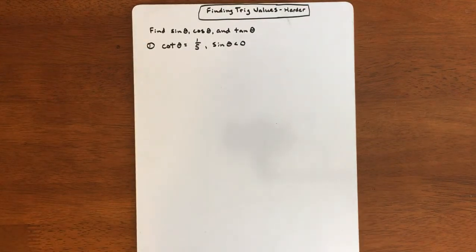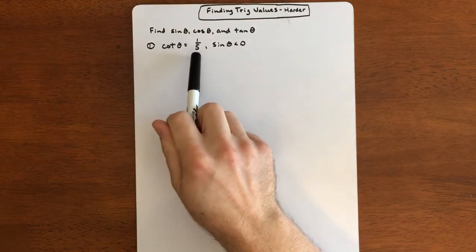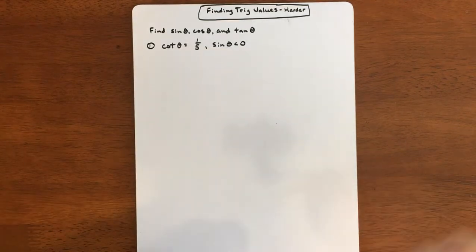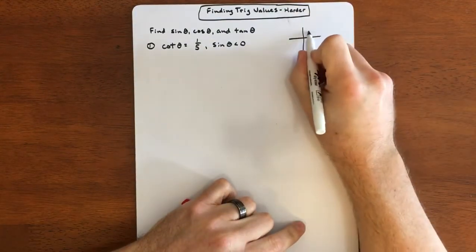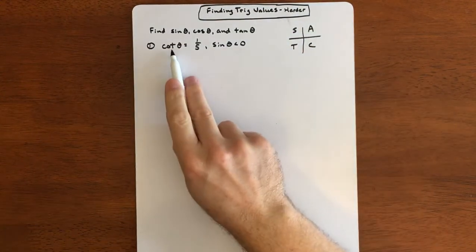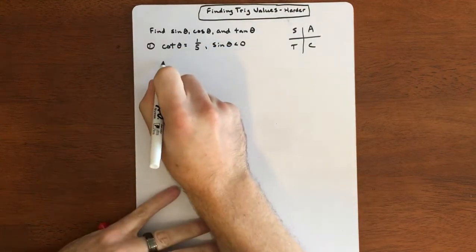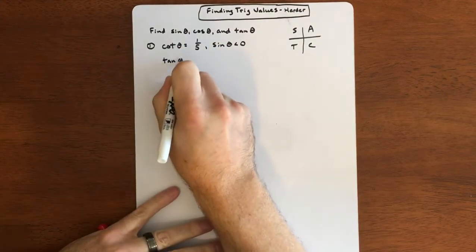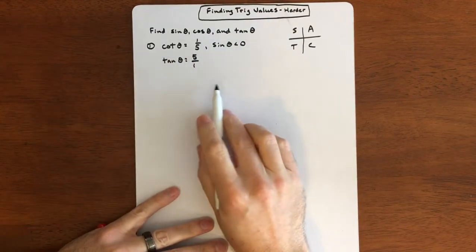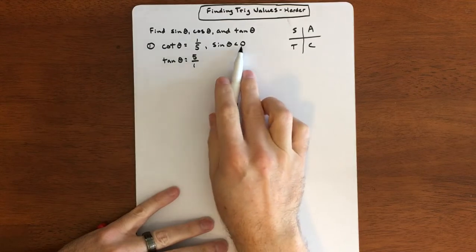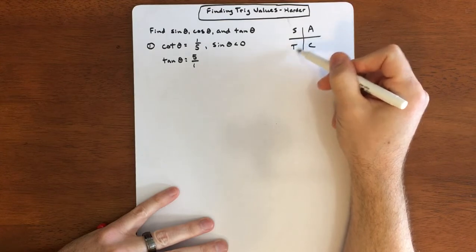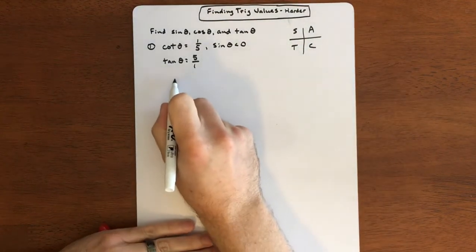Given that cotangent is 1/5, and sine is less than 0, so sine is negative, I can use the idea of a smart trig class to help. Since this is cotangent, tangent is 5/1, or 5. So tangent is positive and sine is negative. Tangent being positive narrows us down to these two quadrants, and sine being negative narrows us down to this one. So we're going to draw a picture.